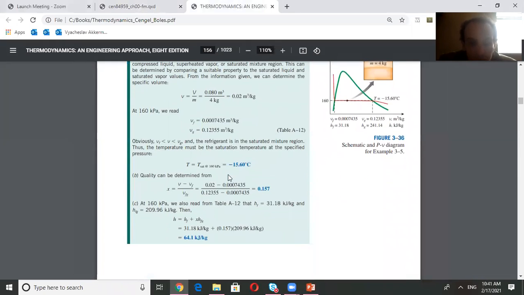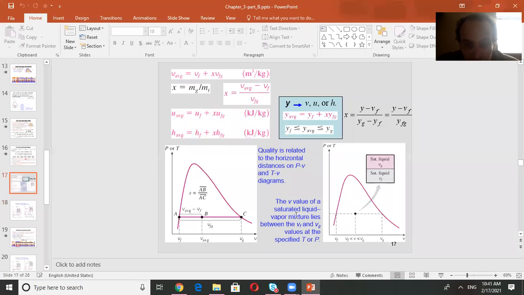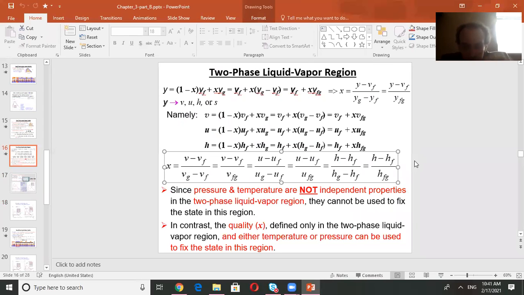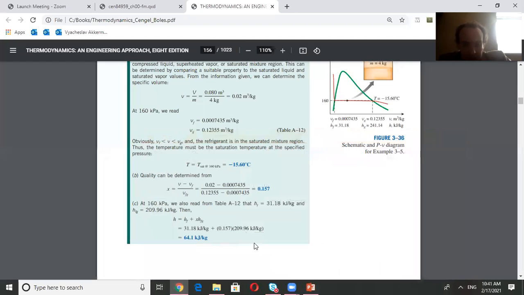If you know your values, you will be able to find your quality. How will you be able to find your quality? Here is the formula. I gave you this formula, right? Find the quality. And when you know the quality, you will be able to find everything else from here. So here is your quality. And from here you have this value. Do you understand this?